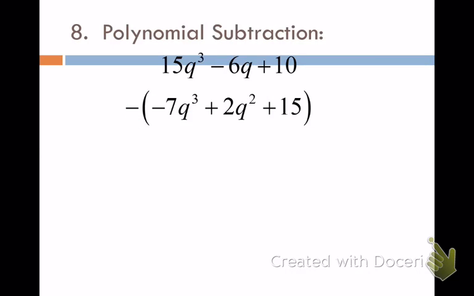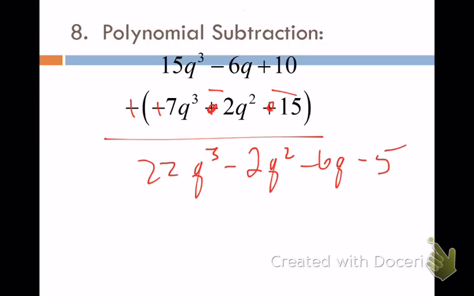You try vertical subtraction. Remember to change the signs and then combine like terms. Did you get this? 22q to the third minus 2q squared minus 6q minus 5. Now you had to be careful right here because these guys were not like terms. So if they don't have like terms, we just bring them down. Okay? And making sure that we carry the sign with it, minus or positive or negative.